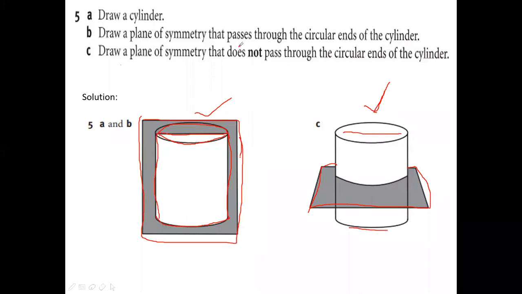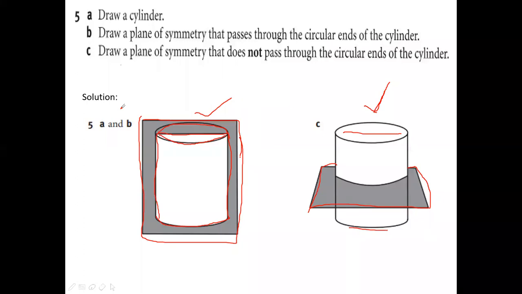Draw a plane of symmetry that passes through the circular ends. These are, okay, the top and the bottom. These are the circular ends. Okay, the circular ends of the cylinder. Draw a plane of symmetry that does not pass through the circular ends. Here it is not passing through the circular ends. Here it is passing through the circular ends. Understood?